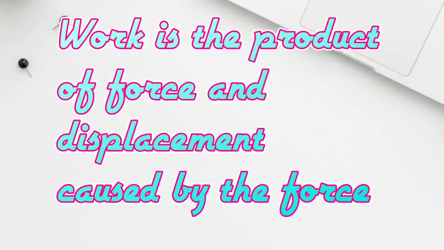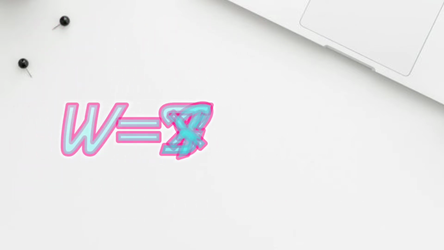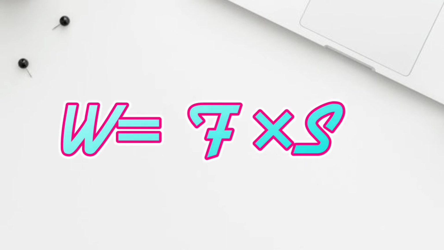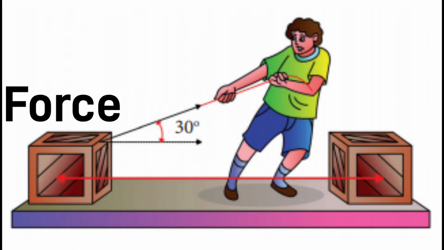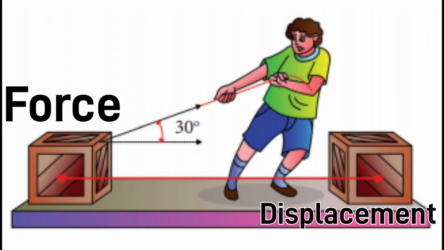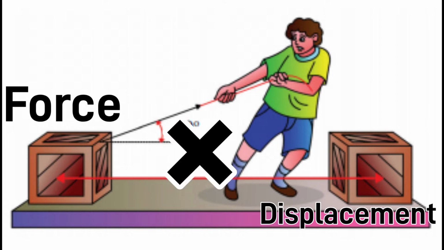Work is the product of force and displacement caused by the force. So work is the multiplication of force into displacement, which is caused by the force. So we can say that work is equal to force into displacement. Now let us look at an example. The boy over here is putting force from the initial position of the box to the final position, which is the displacement. So over here, the work done is equal to force into displacement.